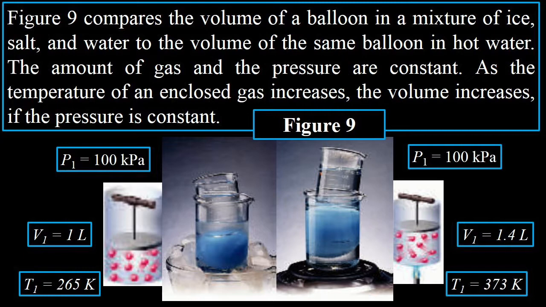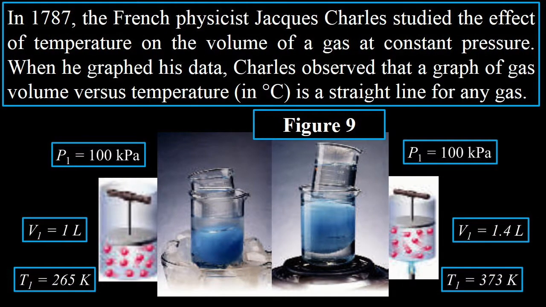Now, figure 9 compares the volume of a balloon in a mixture of ice, salt, and water to the volume of the same balloon in hot water. The amount of gas and the pressure are constant. As the temperature of an enclosed gas increases, the volume increases if the pressure is constant. Charles' law. Volume and temperature are direct.